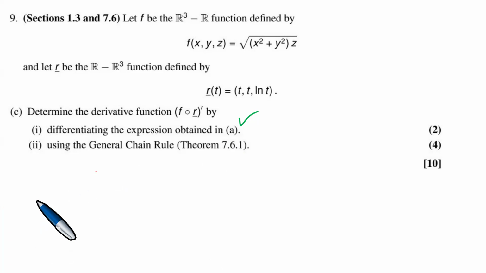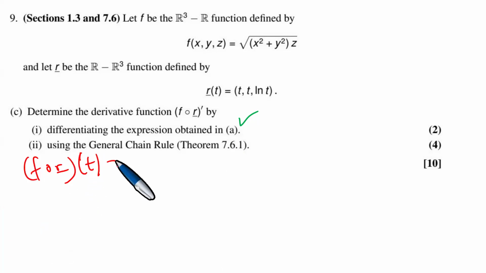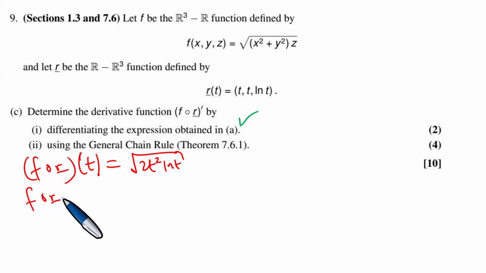Right, so what expression did you obtain in part A? We obtained in part A that this composition of functions at t was equal to the square root of 2t squared ln t. Now we're finding the derivative of this, which means f composition primed of t.